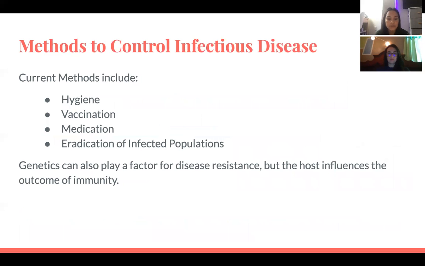The methods used to control infectious diseases included hygiene, vaccination, medication, and eradication of infected populations. Also, it has been established that in both cold and warm-blooded vertebrates, resistance to infection can vary over a wide range of pathogens. Genetics can also play a factor for disease resistance, but the host influences the outcome of immunity. The immune response is regulated by major histocompatibility complex molecules at the surface of antigen-presenting cells, the T receptor, and the surface immunoglobulin molecules on B cells.